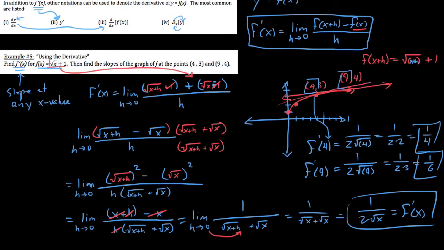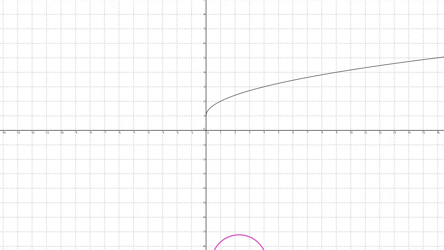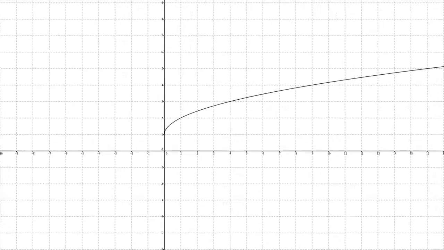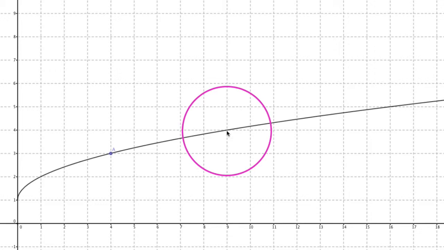And I just want to kind of back this up, not with the by hand graph, but if I were to go over to GeoGebra here and graph this function in. So we have f of x equals the square root of x, plus 1. So here's our function. We said we had 2 points. One was at 4, 3, and the other one is at 9, 4. And we want to find the slope of these graphs at these points.